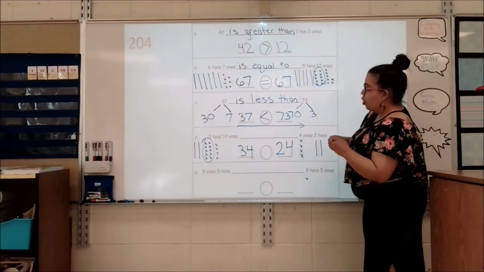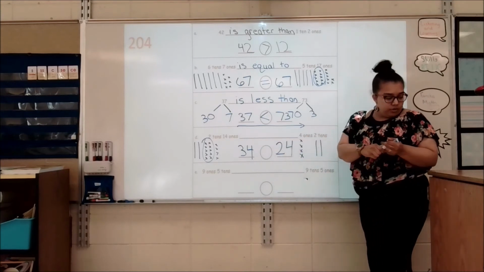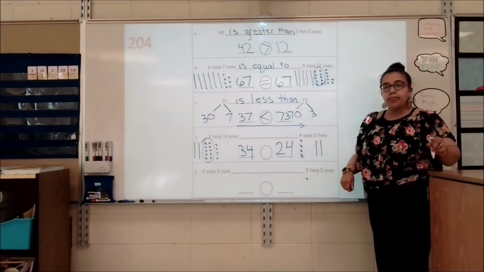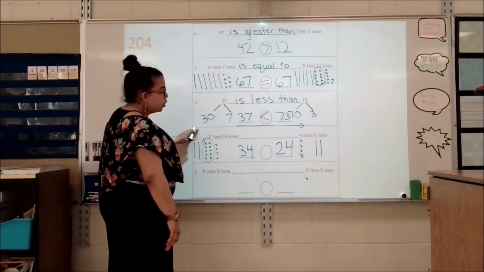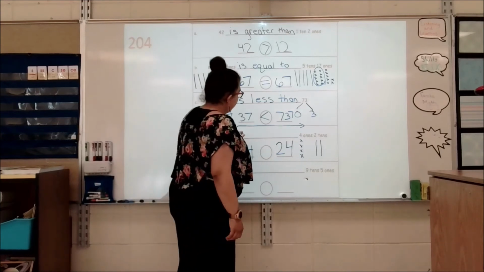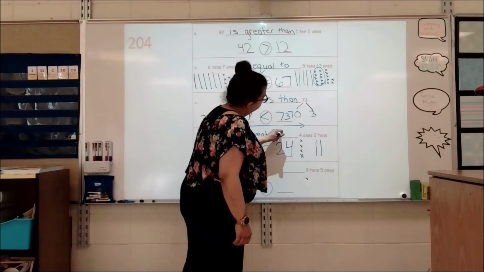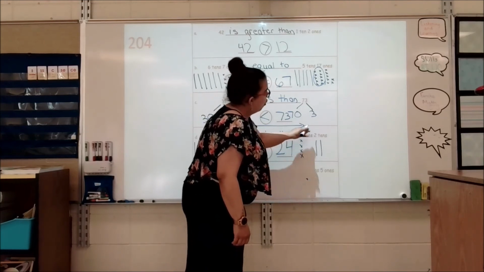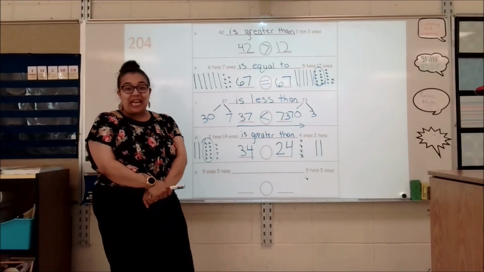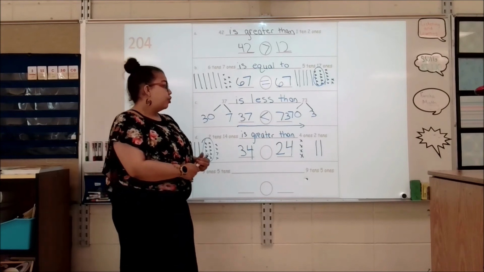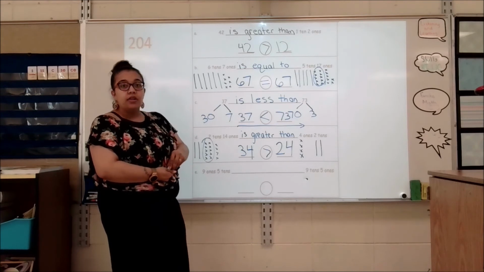So tell me, what goes here? Greater than, less than, or equal to? Greater than. Just read it as is. 2 10s, 14 1s is greater than 4 1s and 2 10s. As a number sentence, that can be read as 34 is greater than 24.